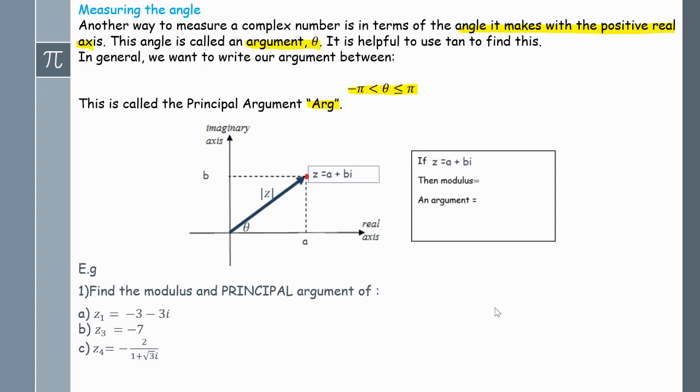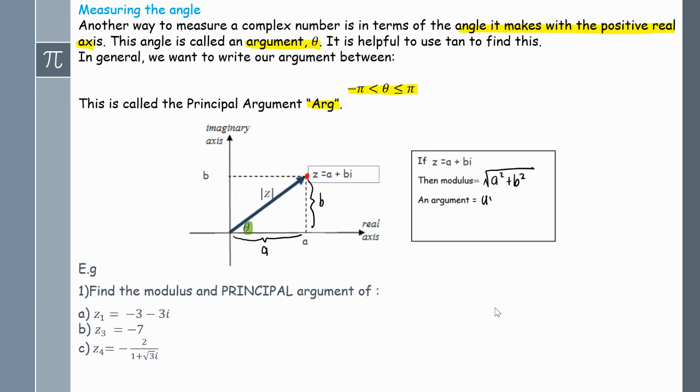This is what we're going to use all the time. So in our diagram, again, I can see my complex number z is a plus bi, and I'm trying to find this angle theta, which is from the positive real axis all the way up to my complex number. So we can use simple trig because we will have formed a right angled triangle, and we're going to use tan.